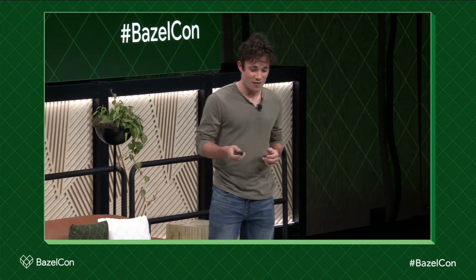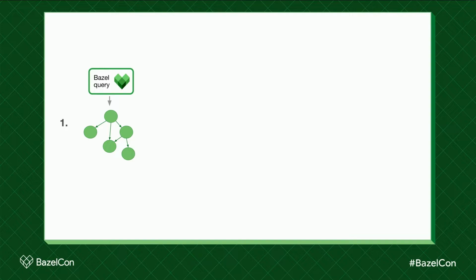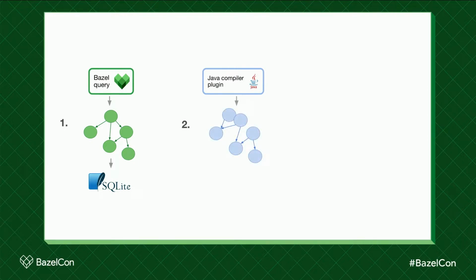So the first thing that we need to do to find unused dependencies is get the Bazel dependency graph. And I think John and Carl from Spotify talked a little bit about this, but we use Bazel query to get the Bazel dependency graph, and then we put that in our database. And then we need to get the Java dependency graph, so we use a Java compiler plugin to get the Java source dependency graph, and we put that in our database. And then we relate the two graphs.